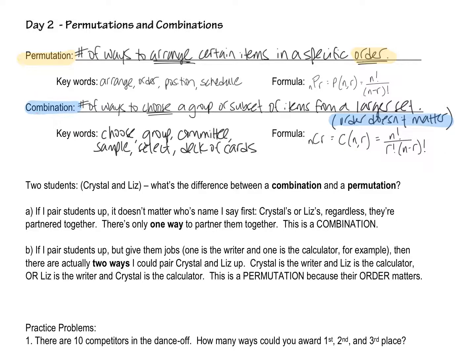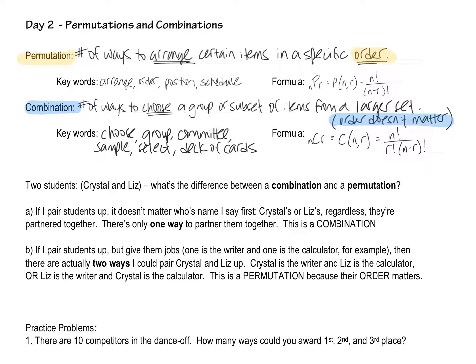If you're doing a combination, then your keywords there are choosing, grouping, forming a committee of some sort, taking a sample, or selecting, or most deck of cards problems have to do with combinations. So these two formulas have to do with factorial. Notice that the big difference here is this one does not have an r factorial in the denominator, but this one does. So just keep those in mind, but NPR and NCR are the two buttons in the calculator we're going to be using. Again, go to Math, arrow over to Probability, and then you will find NPR and NCR, and also your factorial button is all in that menu.